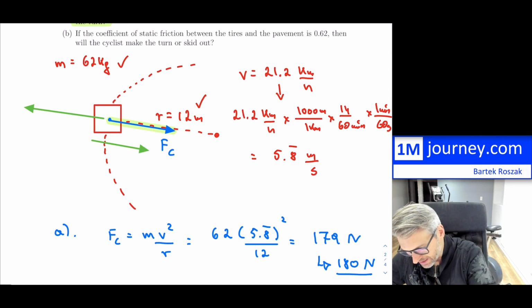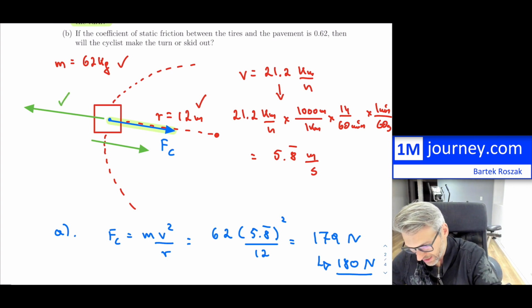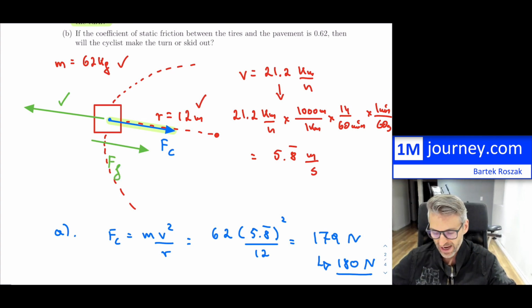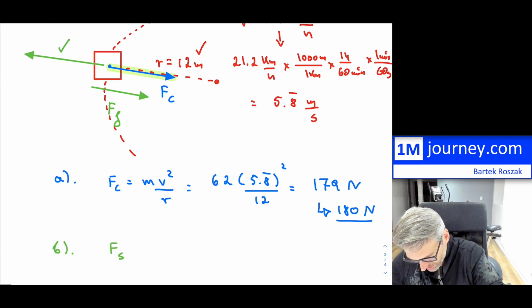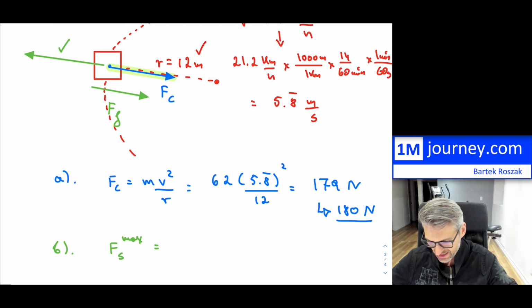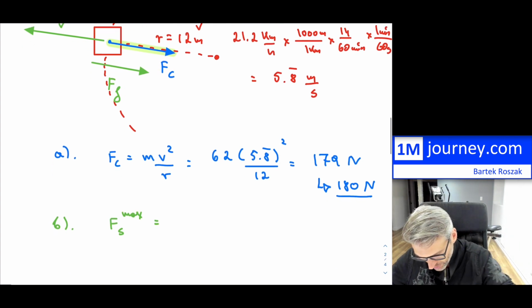So now what does this mean? It means if you're going to be pushing in here, this is going to be your friction that is pushing back, which is really the centripetal force. That's where that is coming from. So for part B, that static friction, F_s, we want to find out what the maximum is so it doesn't skid away. Now, where does this come from?